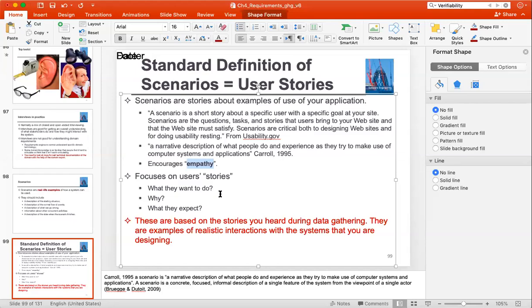So for scenarios, we need to know for the users, actually we should say user groups. We don't have just one user. We have types of users which we can classify into user groups. What they want to do, what are their goals.